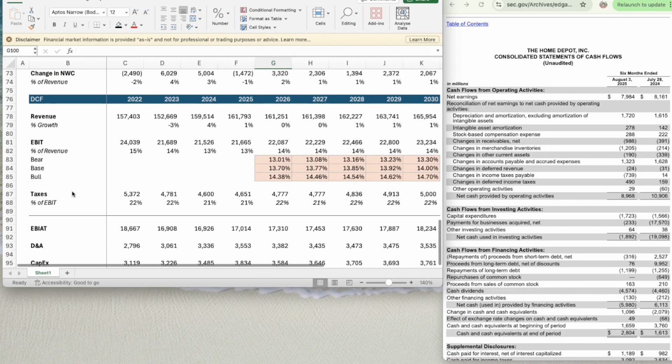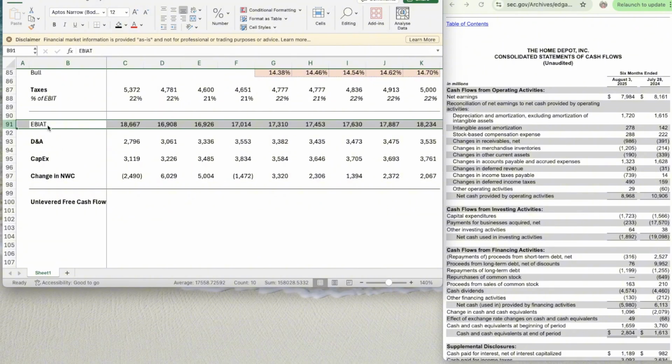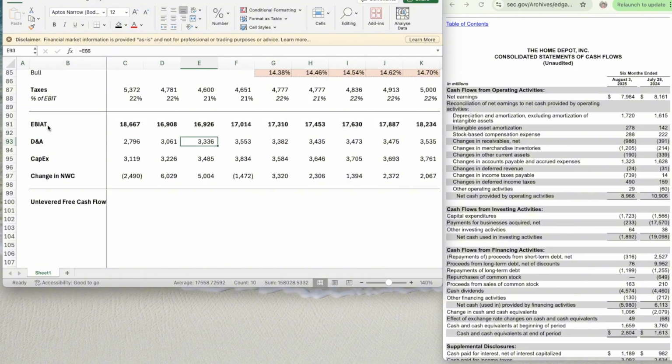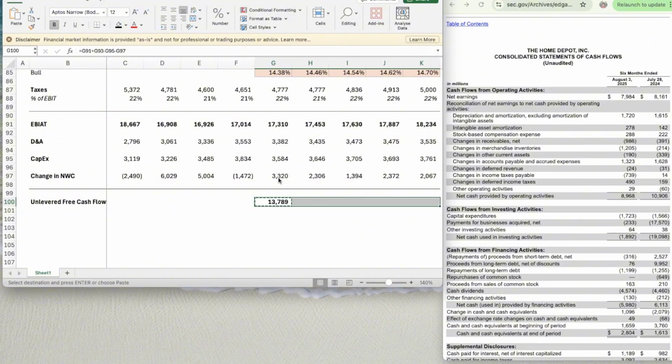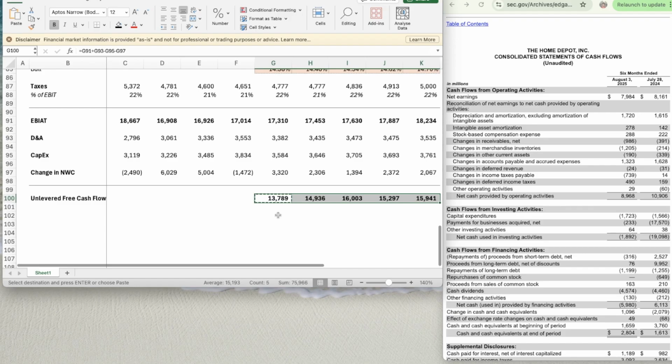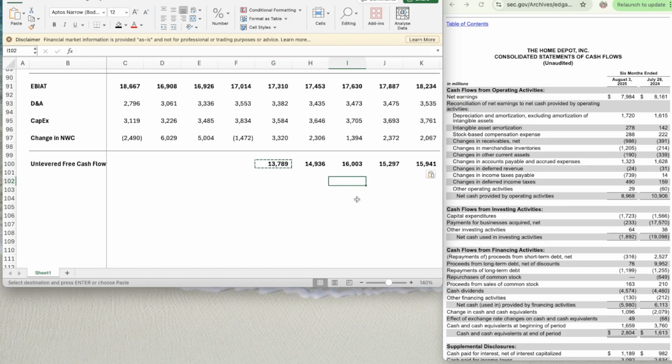We only need this for 2026 onwards. So, okay, let's bold this one so we know where it starts. So here, unlevered free cash flow. We take the EBIAT, we add back in depreciation and amortization because it's a non-cash expense. We then subtract the CapEx, and we then subtract the change in net working capital. And that gives us 13.8 billion in free cash flow. And we can forecast that out for the next 5 years. So that's what it is in nominal terms.